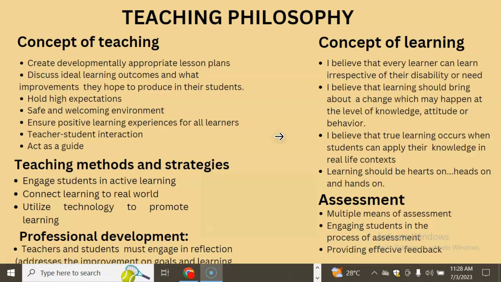I believe that teachers should engage students in active learning, connect their learning experience to the real world, and utilize technology to promote learning. I believe that assessment that teachers use should provide multiple means for students to showcase their knowledge and engage students in the process of assessment, and also provide effective feedback in the process of learning. I believe that teachers and students must engage in reflection. This process addresses the improvement on goals and learning over time.